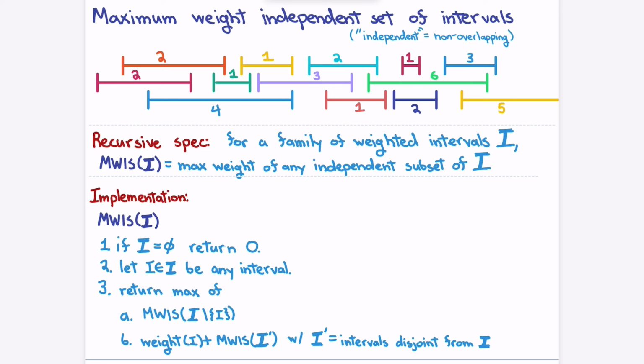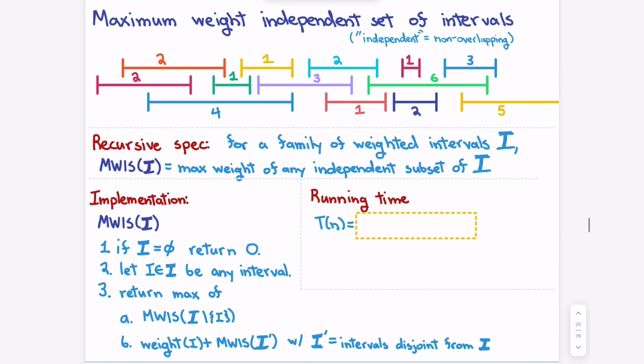If there's no intervals in your family, you return 0, nothing you can do. Otherwise, we'll choose some interval. For you, that would be the longest interval. And I can either not use it, or I can take it and throw out all the intervals disjoint from it. But here, I will throw out all the overlapping intervals. Okay, good.